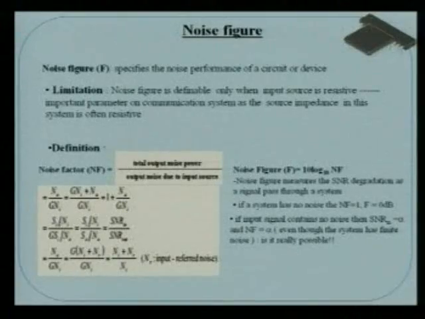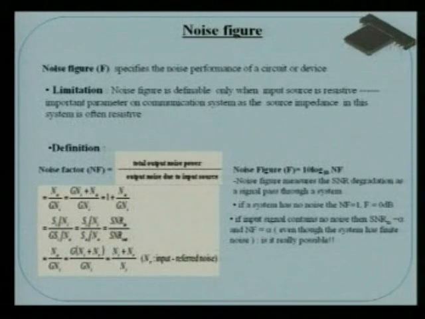So therefore, we define a factor called noise factor, which is the total output noise power divided by the output noise due to the input source. Because the input is providing some noise, and the output is the maximum output noise power. If you divide that, you will get the noise factor. And if you take 10 log of this noise factor, you come to a figure. It's called the noise figure.